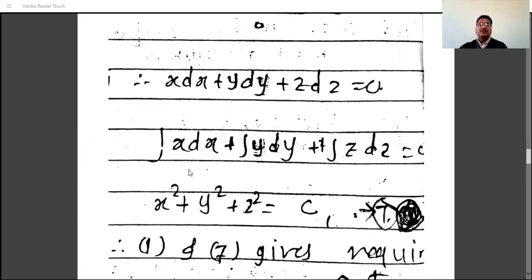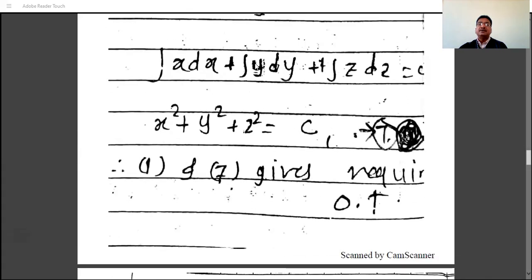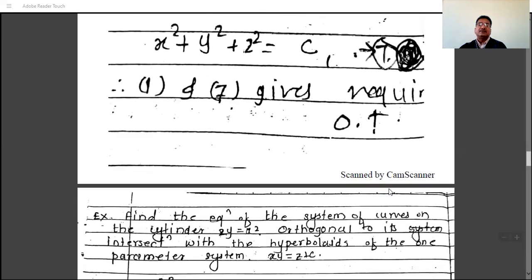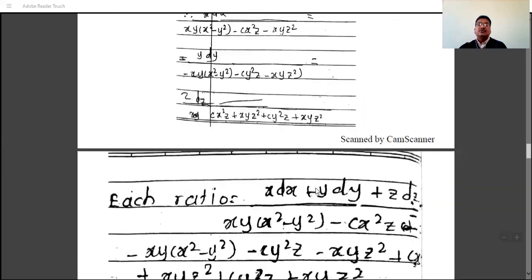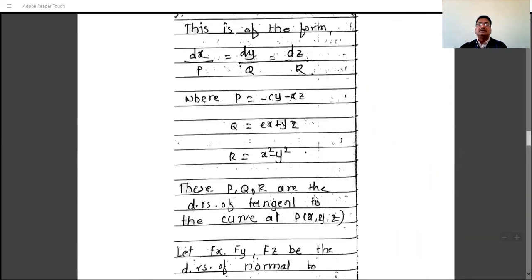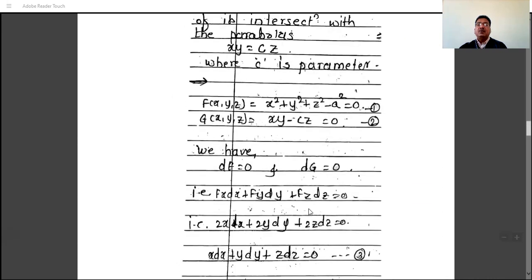Integrating, we have x square by 2 plus y square by 2 plus z square by 2 is equal to, suppose c1 is the constant of integration, then multiply by 2 and write 2c1 as c. We have x square plus y square plus z square is equal to c. Suppose this is equation number 7, and then 1 and 7 give the required orthogonal trajectory.